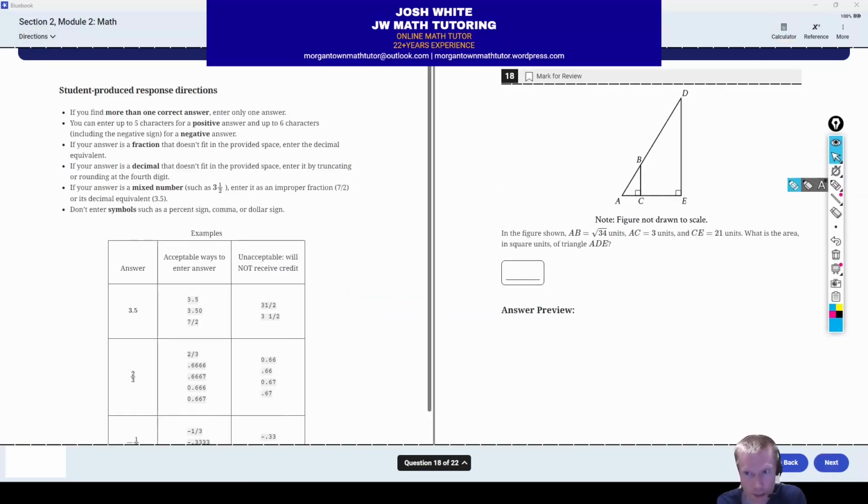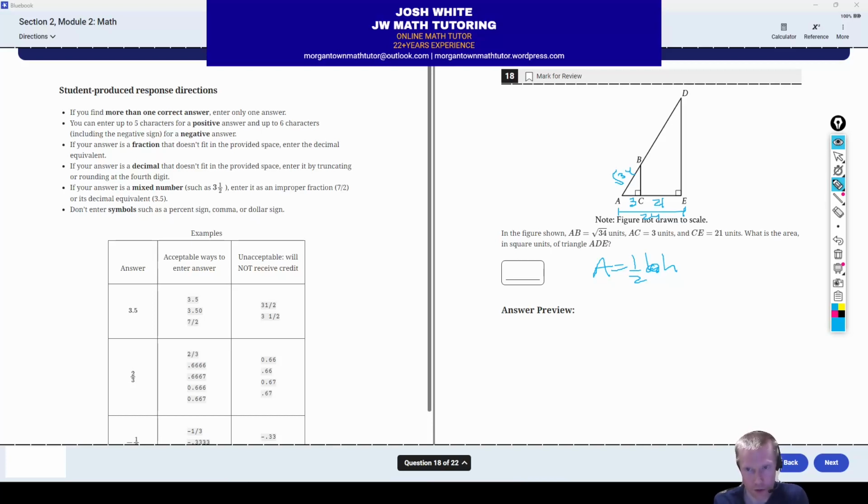Next up, we have a problem dealing with similar triangles. So essentially here, we know that this is root 34 from A to B. We know AC is 3. We know CE is 21. Note, this makes this whole thing 24. And they want to know the area of ADE. So the easiest way to find the area of ADE is to use 1/2 base times height. And we're going to use AE as our base, and we're going to use DE as our height. So we have to find what DE is equal to.